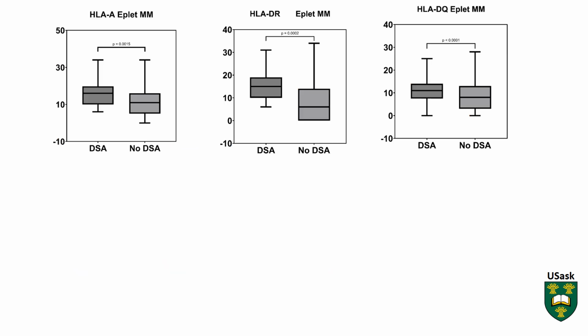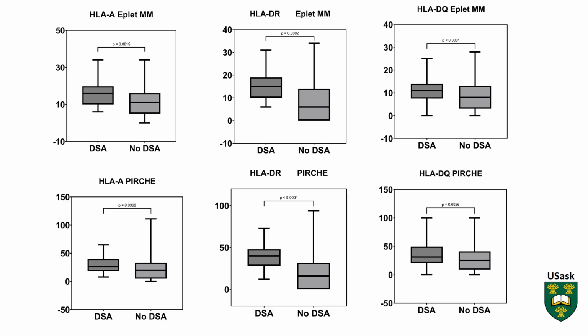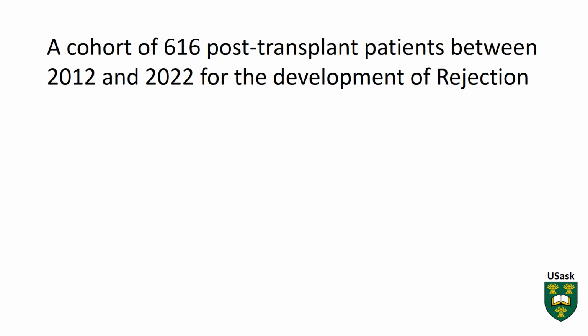In order to test this hypothesis, we grouped these patients into 2 groups: those who developed donor-specific antibody, and those with no donor-specific antibody. You can see here, we looked at only 3 loci, and the patients who developed donor-specific antibody had a higher eplet mismatch score. When we looked at the PIRCHE score of these patients, we found that they also had a high PIRCHE score.